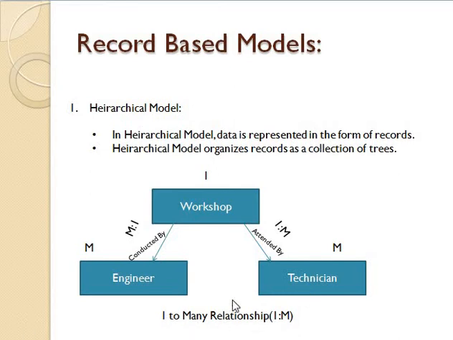As a result, one-to-many relationship supports only one workshop, but there can be many engineers and many technicians. So questions involving many workshops don't fall into the picture. So these are the limitations of the hierarchical model, in which records are organized as a collection of trees.